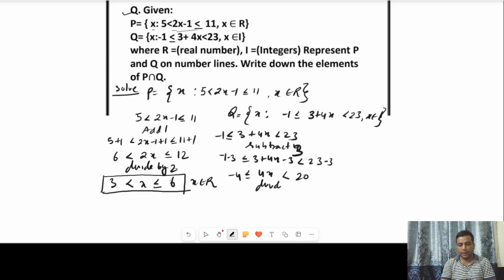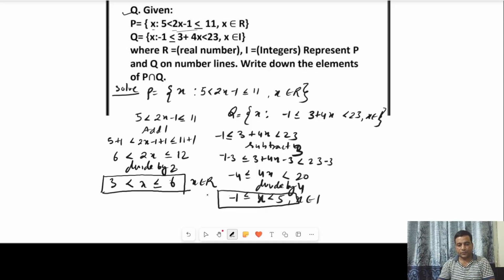Now divide by 4. If you divide by a positive quantity, the inequality remains unchanged. -4 by 4 is -1, and this is 4, and this is 5, and here x is an integer. So Q is the integers greater than or equal to -1 and less than 5, and P is the real numbers greater than 3 and less than or equal to 6.